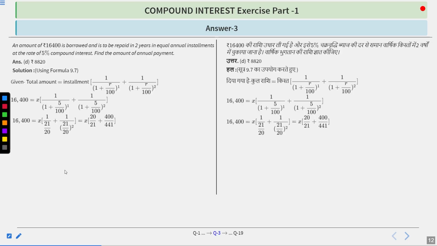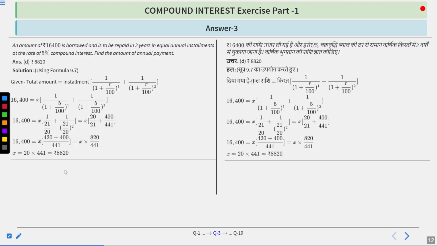So 16,400 is equal to x into 1 upon 21 divided by 20 plus 1 upon 21 upon 20 whole square. That is equal to x into 20 upon 21 plus 20 square is 400 upon 21 square is 441. Therefore, 16,400 becomes equal to x into 420 plus 400 upon 441 because we have taken 441 as the LCM. So 21 into 21 is 441. So 21 into 20 is 420 plus 400 upon 441. That becomes x into 820, 420 plus 400 is 820 upon 441. So the value of x is going to be 20 into 441. That is 8,820. So option D is the correct answer.